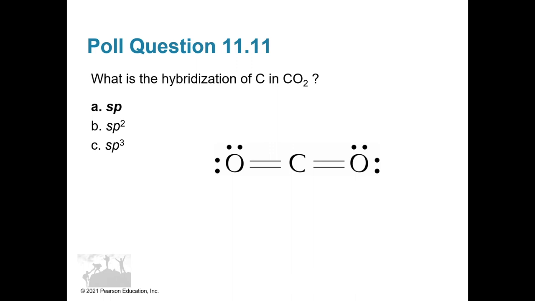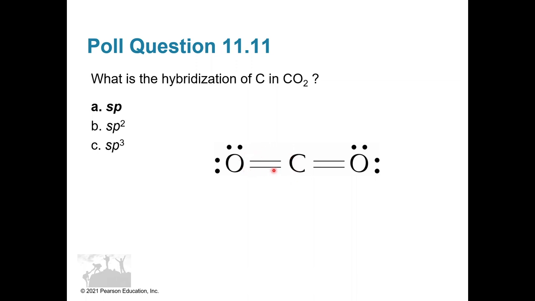Now, you could just stop here because you would really just need to count how many electron groups there are with the carbon, and we see two. We have one double bond here and another double bond here. So we have two electron groups. So that corresponds to sp. Carbon is sp hybridized.